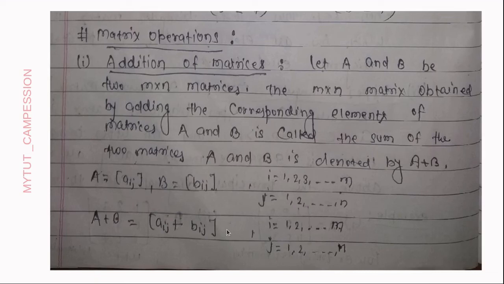Corresponding elements means we take the element of the first row, first column of matrix A and add it to the element of the first row, first column of matrix B. Corresponding elements are added, and we get a result of the same order. So, A plus B. Now we will understand by example for more clarity.